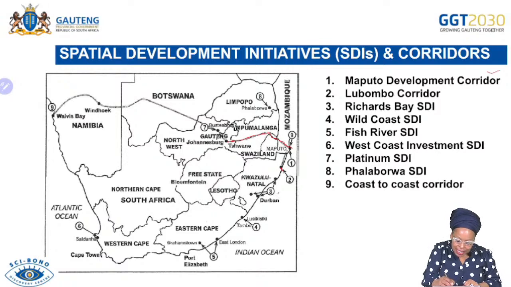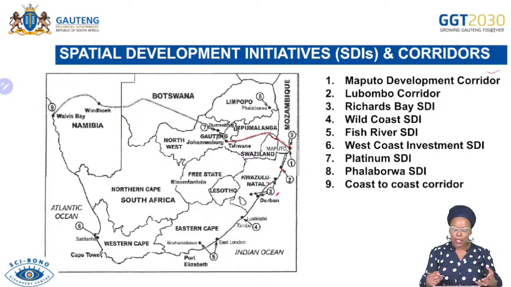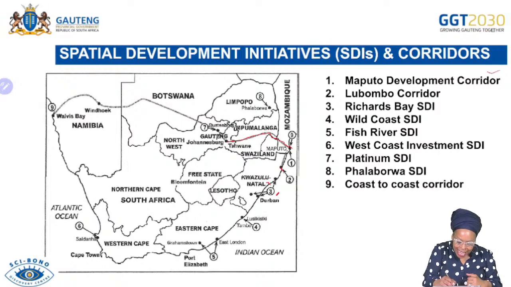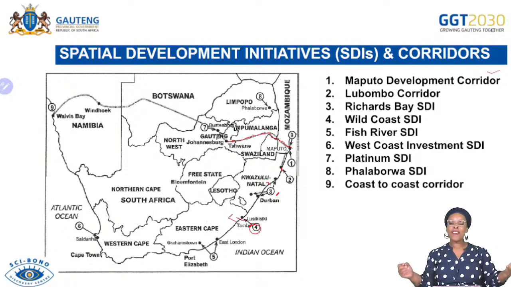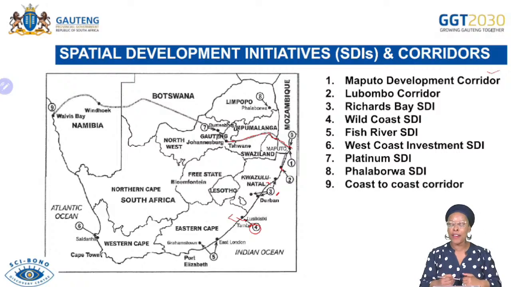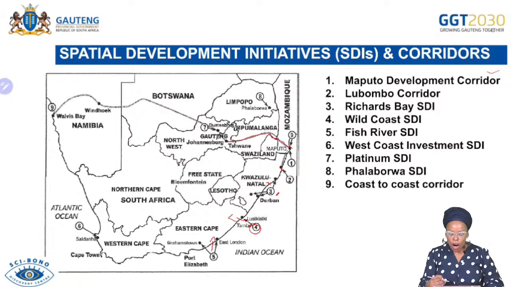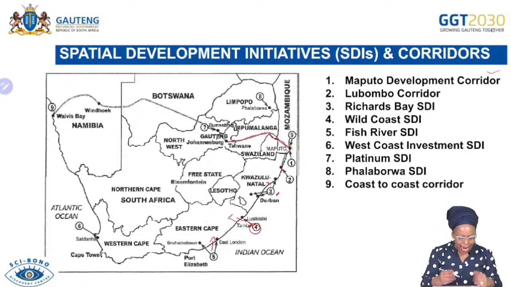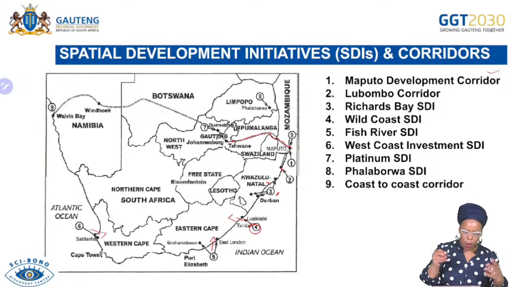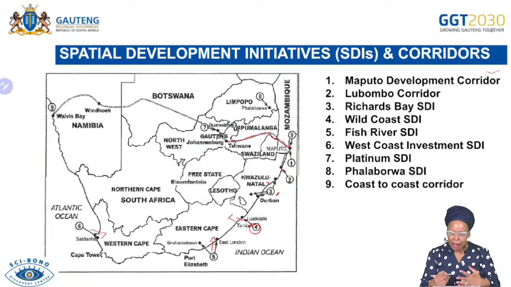We have Richards Bay, which is number 3. Where do we find it? This is number 3. It's again in KwaZulu-Natal province. Number 4, we have Wild Coast SDI. This is number 4, Wild Coast SDI. Where do we find it? We find it in the Eastern Cape province. We also have number 5, Fish River, which is also found where? In the Eastern Cape. We also have number 6, West Coast Investment SDI. Number 6, where is it found? In the Western Cape. We have number 7, Platinum SDI.